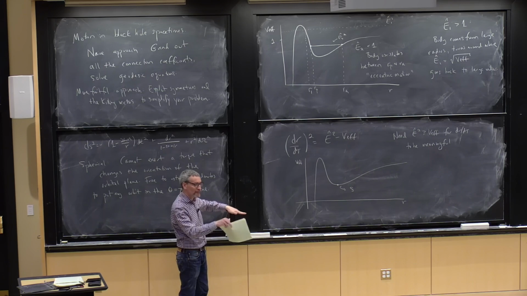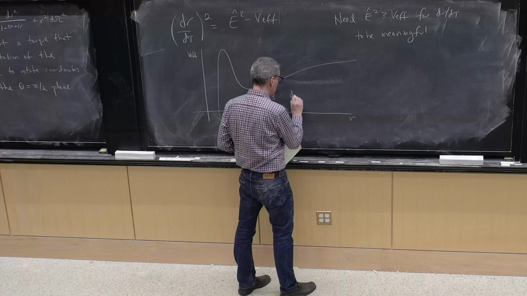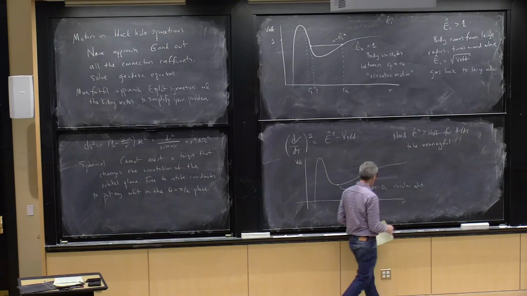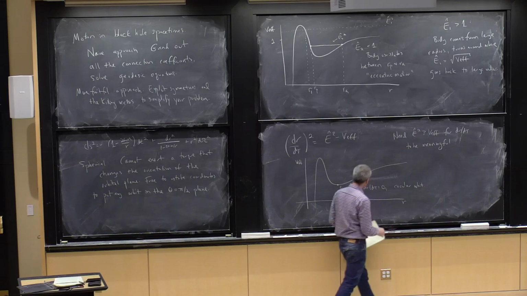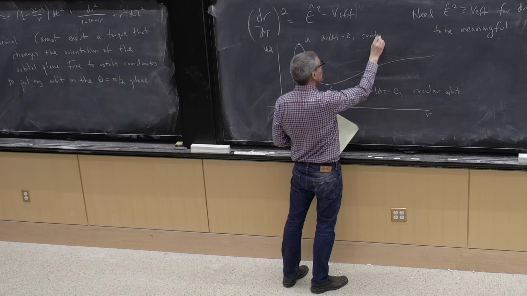Anywhere away from that, dr d tau would be imaginary, so that's not going to work. But right at that point, dr d tau equals 0, and you get a circular orbit. Notice there's a second point at which that can happen. Let's call this point U. Perhaps you can guess why I called these points S and U.